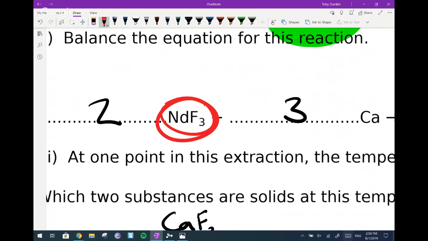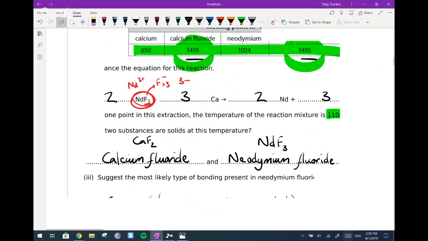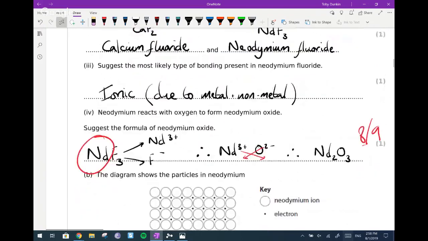You had to dismantle neodymium fluoride. So you needed to realize that F was 1 minus, and that neodymium is a question mark. You need to say that they needed 3 of them. So times that by 3 gives me 3 minus, which means neodymium must have been 3 plus. That is one of the hardest formulae questions I have ever seen. Really tough because they didn't allow you to use the periodic table. Once you've dismantled neodymium fluoride, you get the charge of the neodymium.